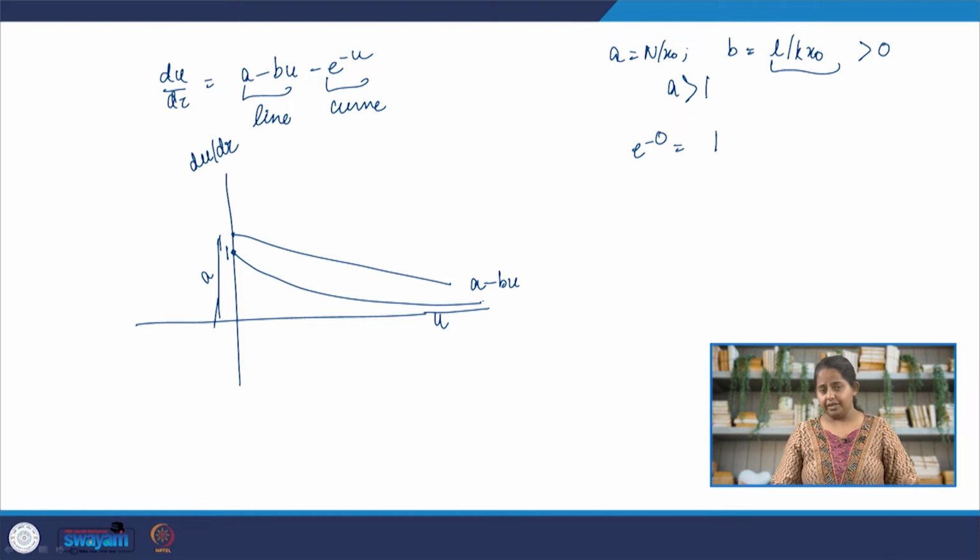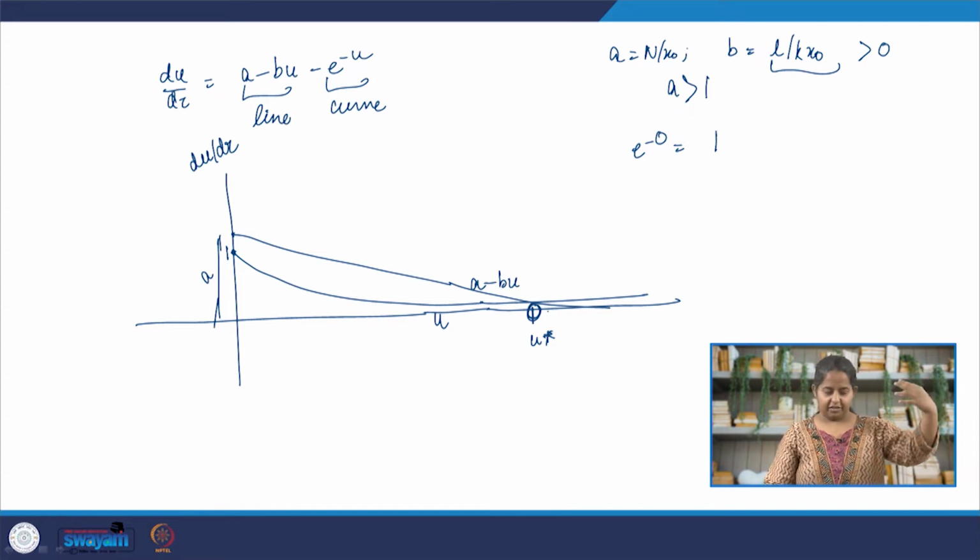So, if you look at here in this situation, right now the line and the curve will intersect after some high value of u. So, this is your fixed point, u star. Now, let us find out the stability of this fixed point. On the left side of the fixed point, let me make a circle here to show we are talking about a fixed point, the line is above the curve.